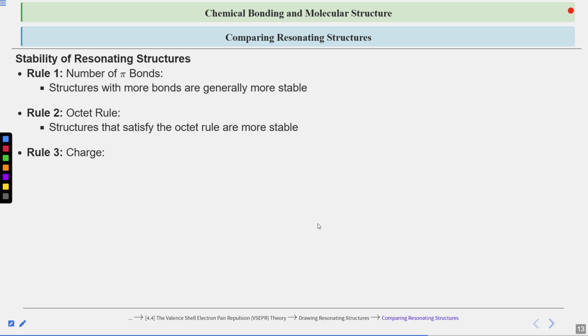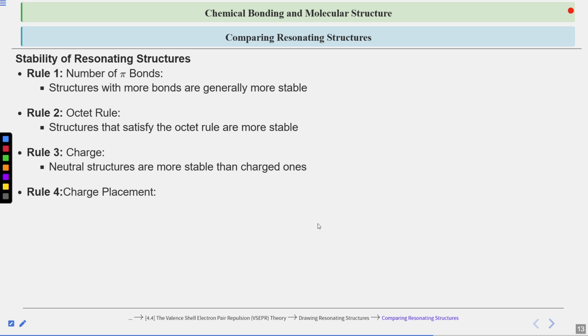Next is your charge. So if your octet rule is completed in both the structures, and your number of bonds is also same, then you will look at the charge. Now what about charge? The neutral structures are more stable than the charged ones.